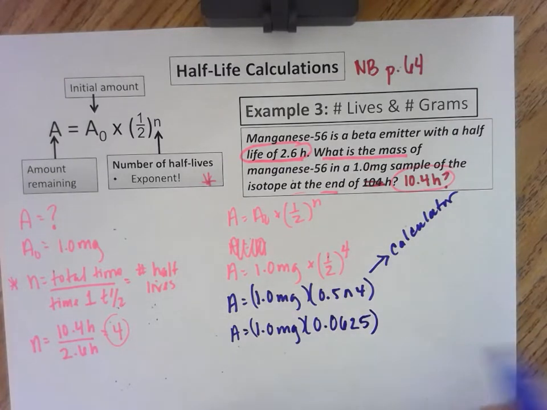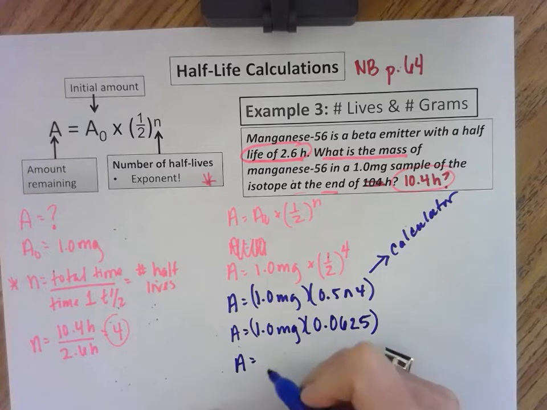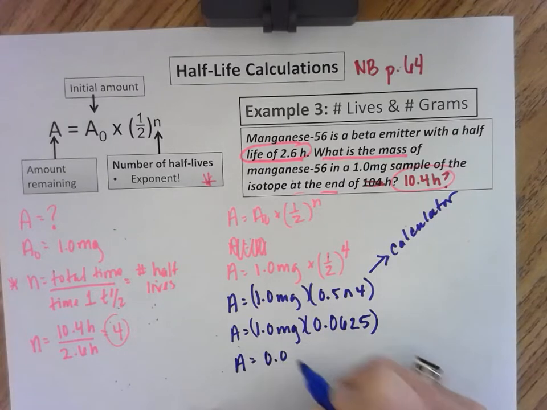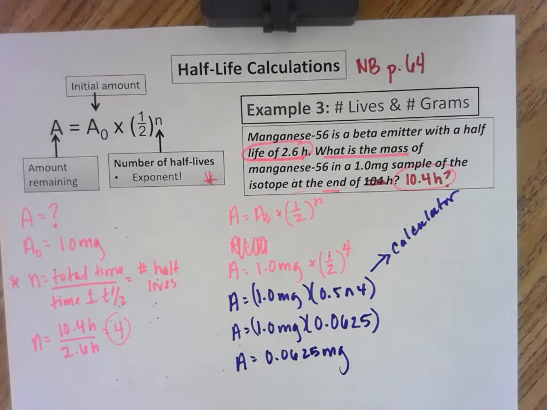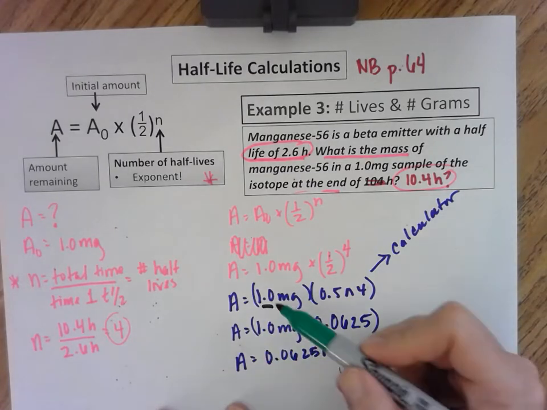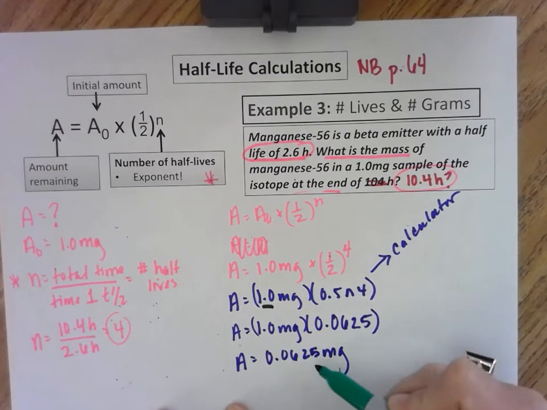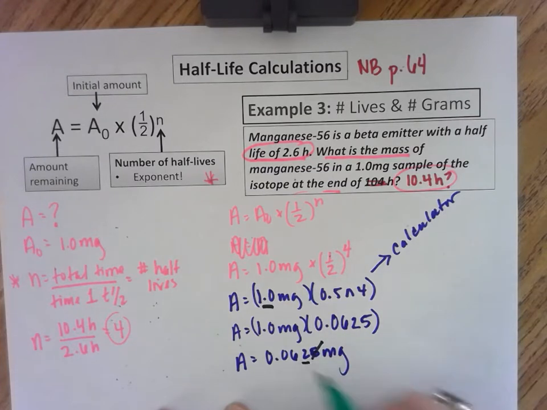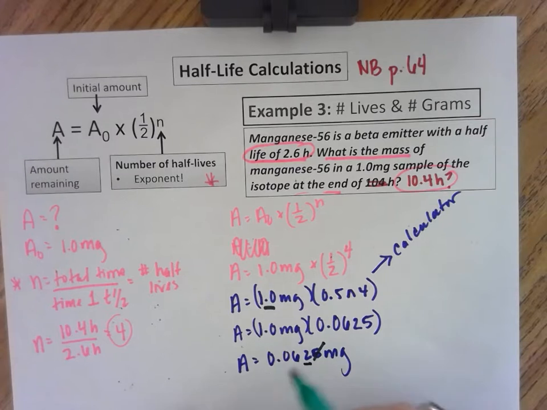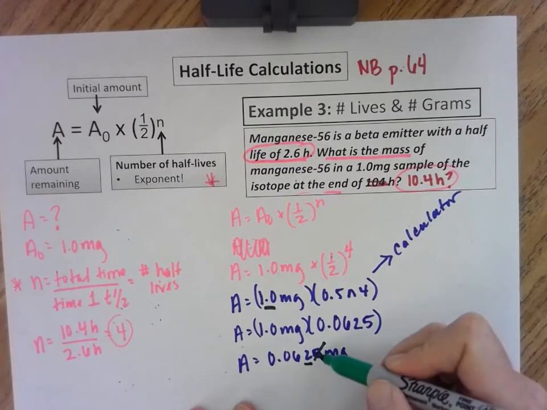That means A, when I multiply these two things, is 0.0625 milligrams. Last step are sig figs. So this number right here is the number we're going to look at for significant figures. There's two significant figures there. Therefore, I cannot report this 5, and I need to report this because leading zeros do not count. But because this is a 5, I need to round up.